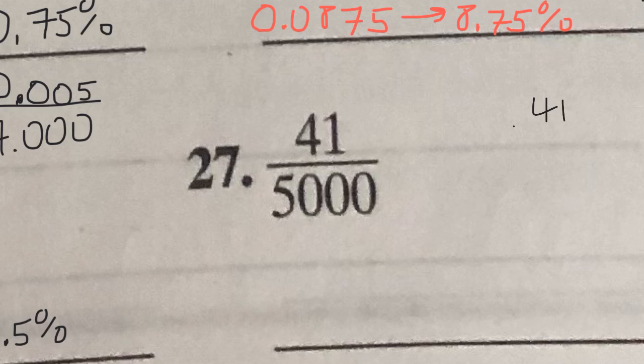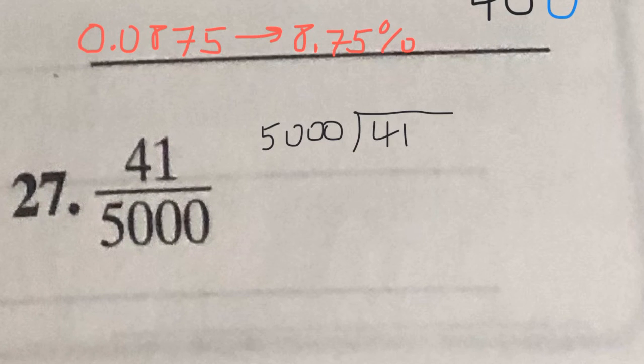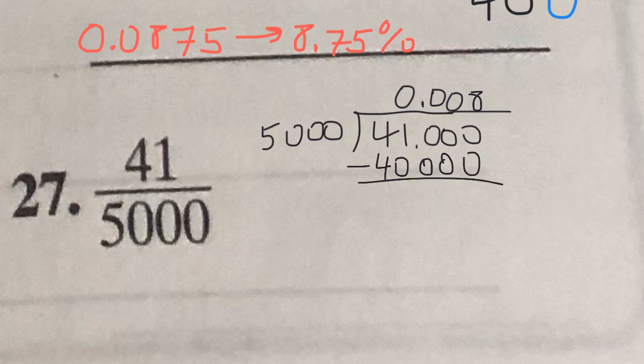Now we have 41 divided by 5,000. And that's really 41.000, just in case. Just tack on a bunch of zeros. 5,000 goes into 41 0 times, so we're going to put the decimal there. 5,000 goes into 410 0 times. 5,000 goes into 4,100 0 times. 5,000 goes into 41,000 8 times. Now that would give us 40,000. Subtracting 40,000 would give us 1,000.